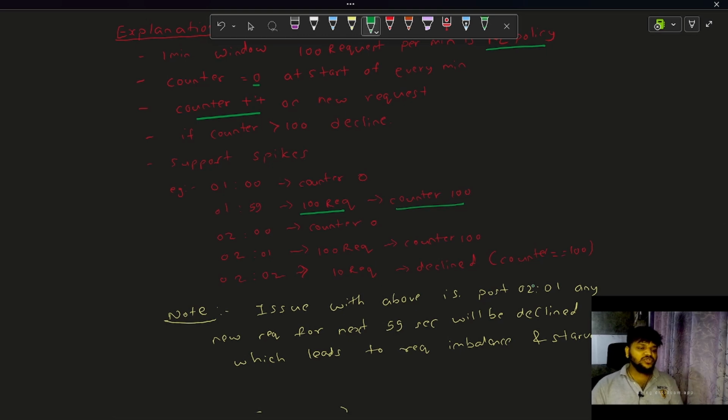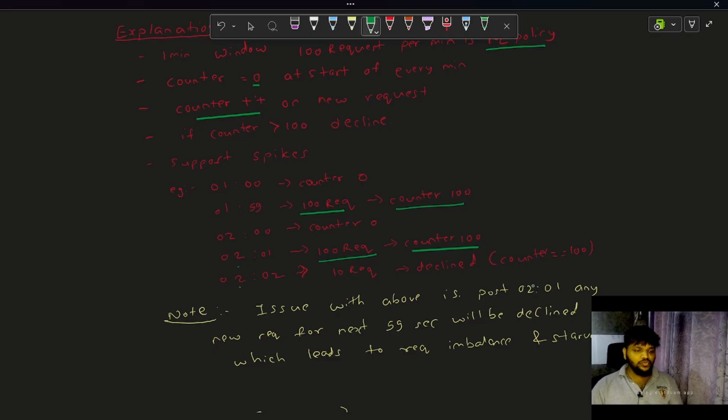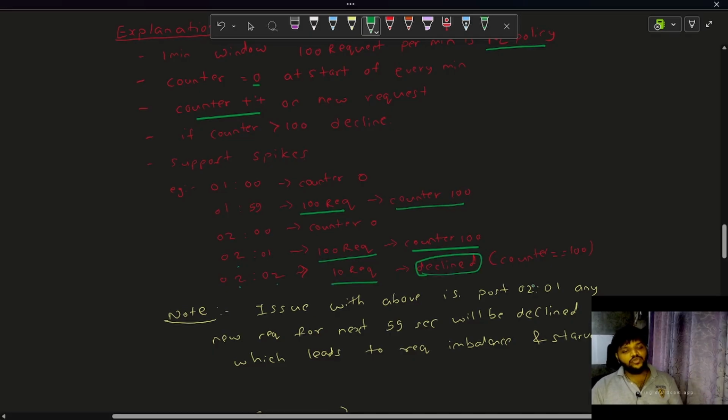Now what would happen is, at 0:00, because it is the start of a new 1 minute time, I am going to set my counter to 0. Now at 0:01, again 100 new requests came, so again my counter for the second window is 100. Now at 0:02, like the next second, I am getting 10 requests and I am declining them. So now why is this happening?